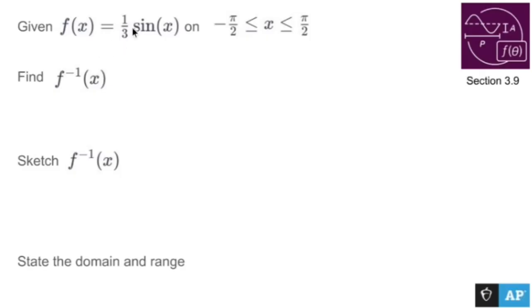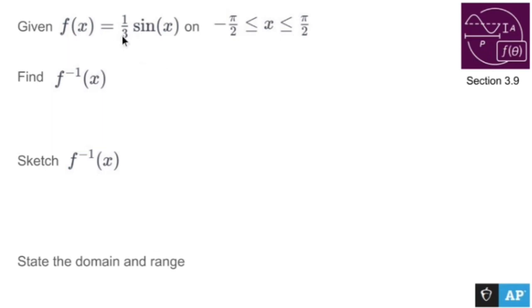Given f of x equals 1/3 sine x, with x between negative pi over 2 and pi over 2, find its inverse, and then sketch the inverse, and then state the domain and range. Well, this is going to be great. All right, let's find the inverse.